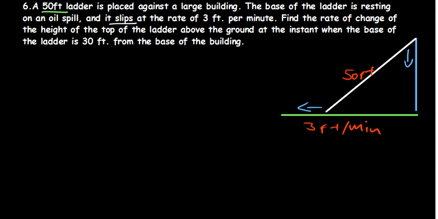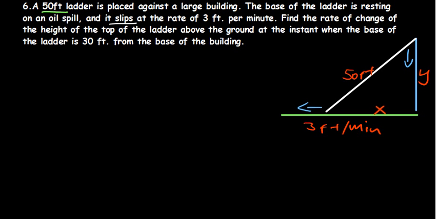Let's take our base to be x, and the height of the building to be y. As the ladder slips, x is increasing at that same rate that we told the ladder is slipping. And then find the rate of change of the height of the top of the ladder above the ground at the instant when the base is 30 feet.